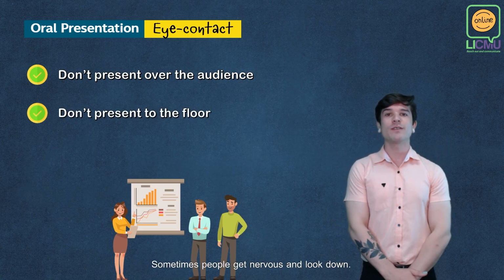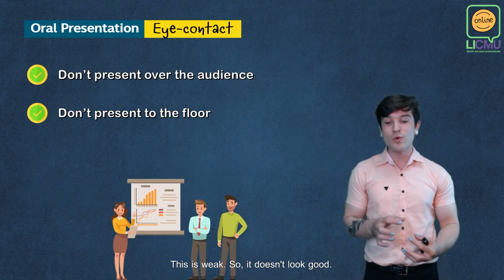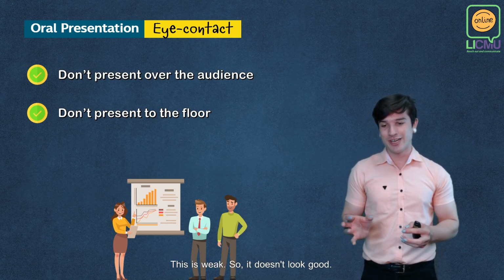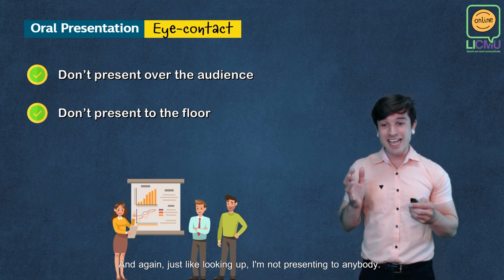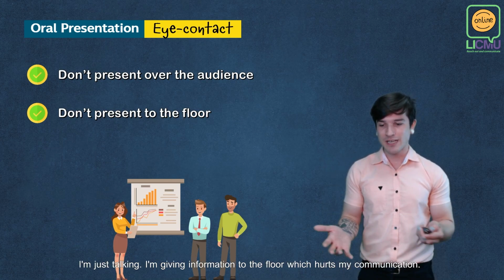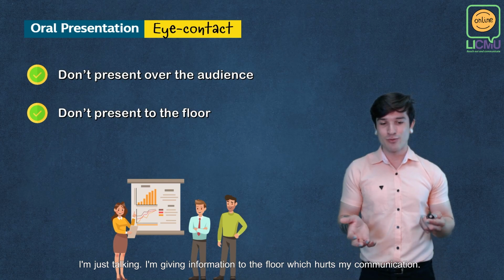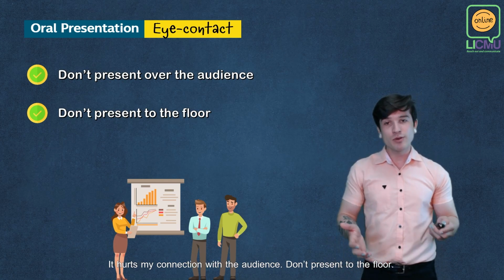Sometimes people get nervous and look down. This is weak, so it doesn't look good. Your audience knows that you're looking at the floor. And again, just like looking up, I'm not presenting to anybody. I'm just talking. I'm giving information to the floor, which hurts my communication. It hurts my connection with the audience. Don't present at the floor.